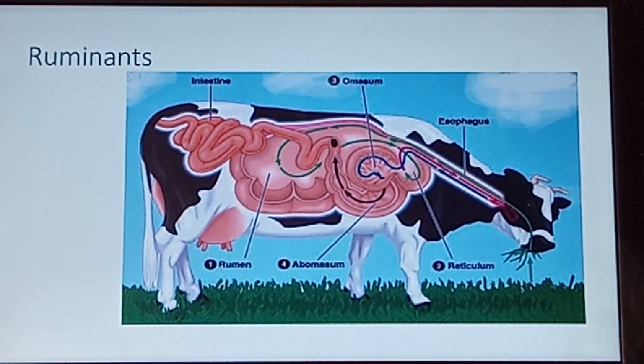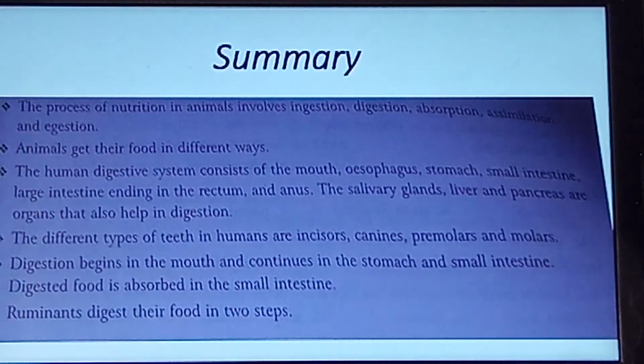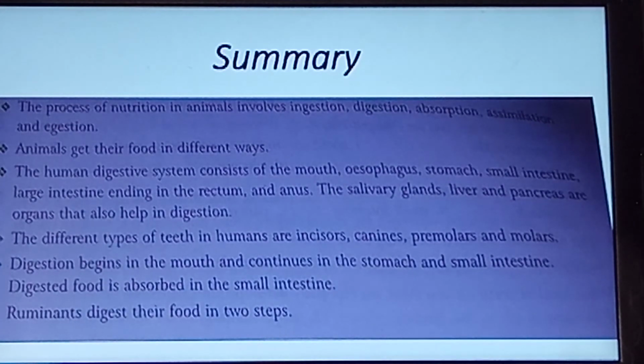Now, a small recap. Now you know the process of nutrition in animals involves ingestion, digestion, absorption, assimilation, and egestion. So, five processes are there for nutrition in animals. Animals get their food in different ways.